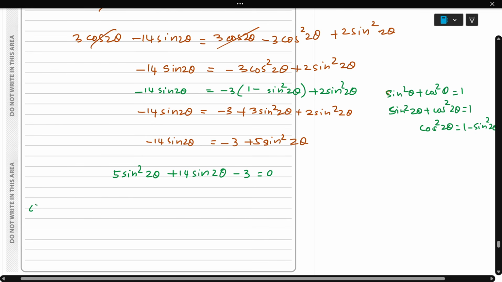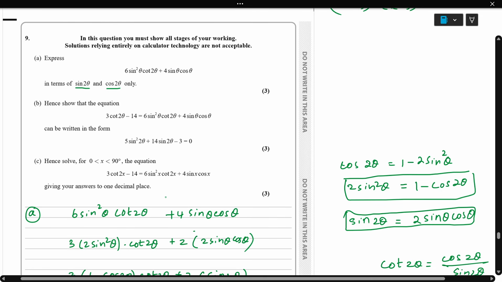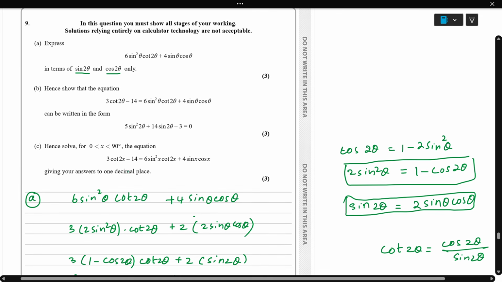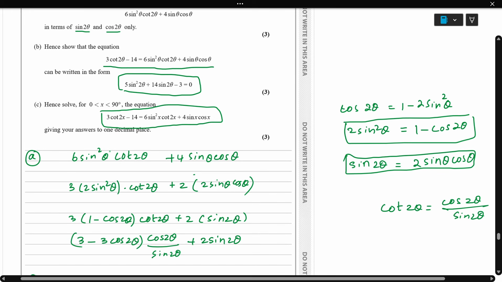Now we'll go for part C. In part C we need 3 cot 2x minus 14 equal to the entire expression. This is the same as part B. In part B we have written exactly the same stuff. Here, instead of theta there is x, so we can write this part equal to 3 cot 2x minus 14.